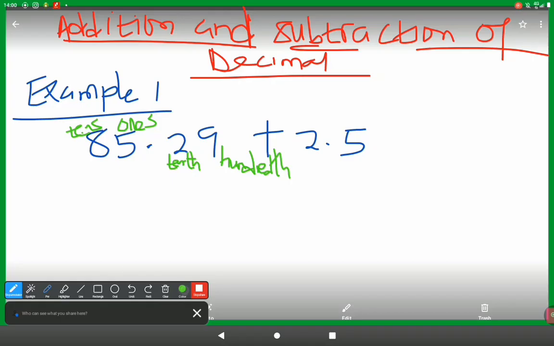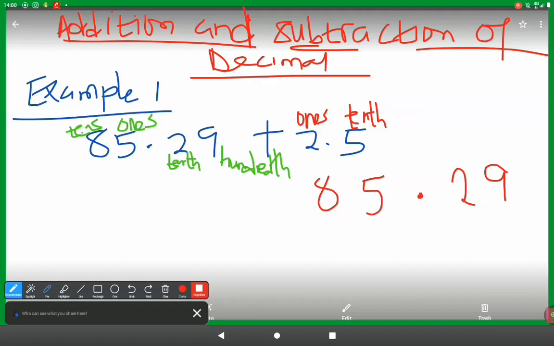Alright, so after that, let's indicate the value of the other part. So the 2 is the ones, and the 5 after the decimal point is the tenths. So after knowing this, then it is very easy for us to arrange. So 85.29. Don't forget that your 9 is hundredths.